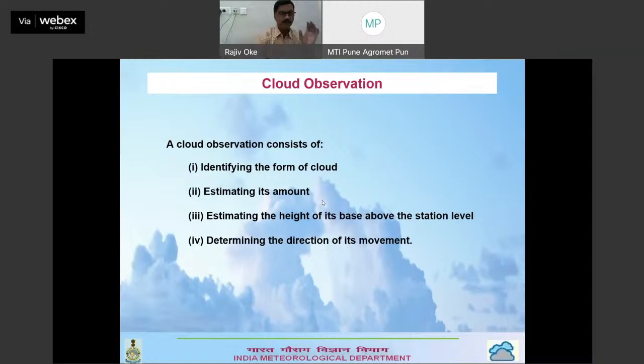A patch of cloud is to be fixed and you see where it is moving. Accordingly, through the weather code, we have some directions mentioned. So that direction required, looking at the best possible code is to be reported.